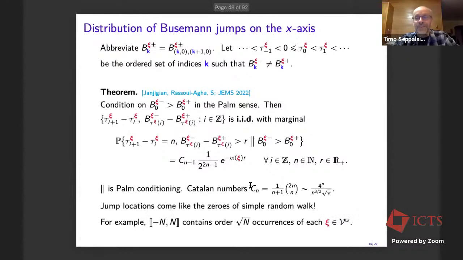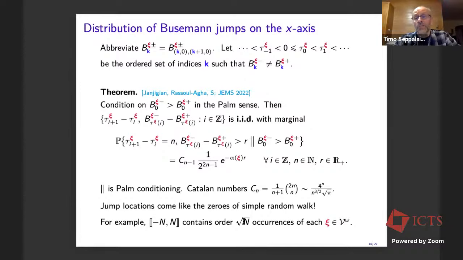So in other words, this was quite a surprise to us. All of a sudden, we see simple random walk arising here in this KPZ model. We were quite pleased and excited by that. So these jump locations come like zeros of simple random walk.